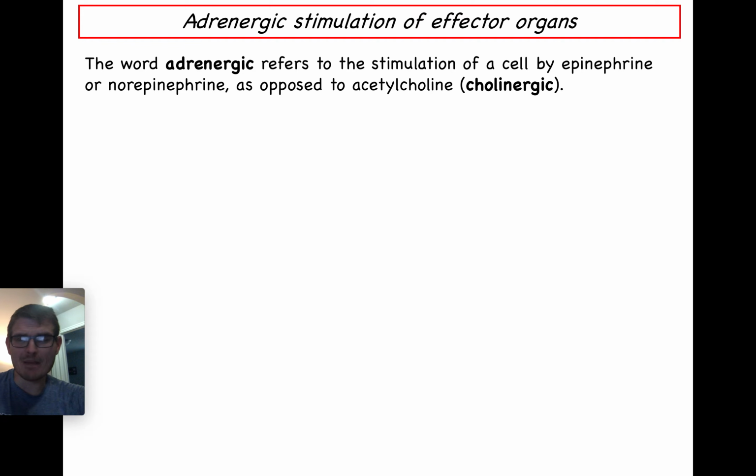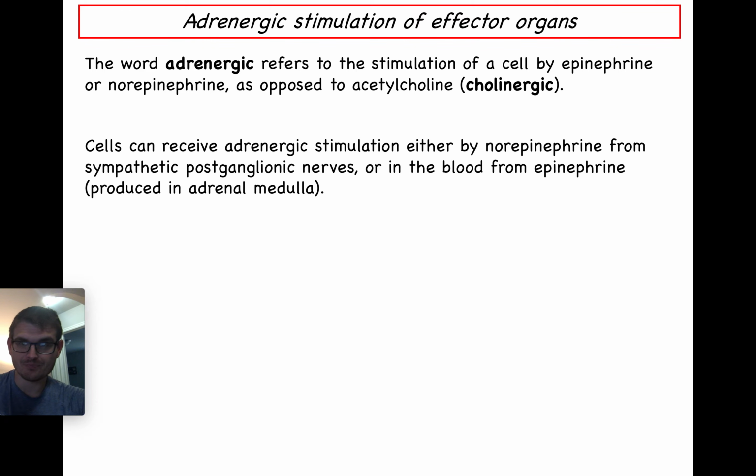Okay, so now let's talk about the other types of receptors, the receptors that respond to not acetylcholine, but norepinephrine and epinephrine. These are called adrenergic receptors, and they are going to give you your sympathetic responses. Cholinergic receptors refer to your nicotinic and muscarinic receptors. So adrenergic, we're talking about the receptors that bind to and respond to epinephrine and norepinephrine.